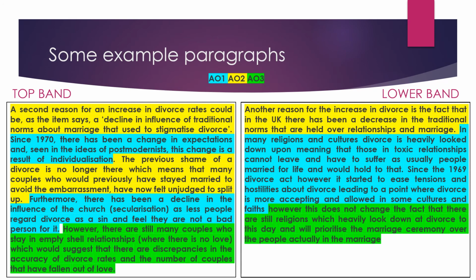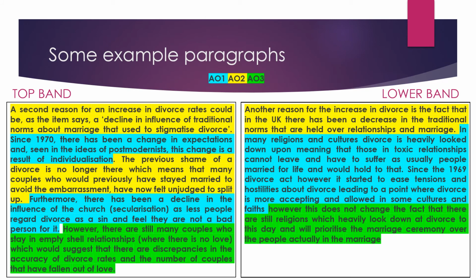Now the second paragraph, the lower band one. You can see the slight difference: it starts off by sort of referencing the question. So it talks about the increase in divorce, but one big gap here is the item. It doesn't mention the item, even though what is being suggested is effectively from the item, the norms about relationships and marriage. It does use almost the same words: decrease in traditional norms, decline in traditional norms. So it needs to reference the item.